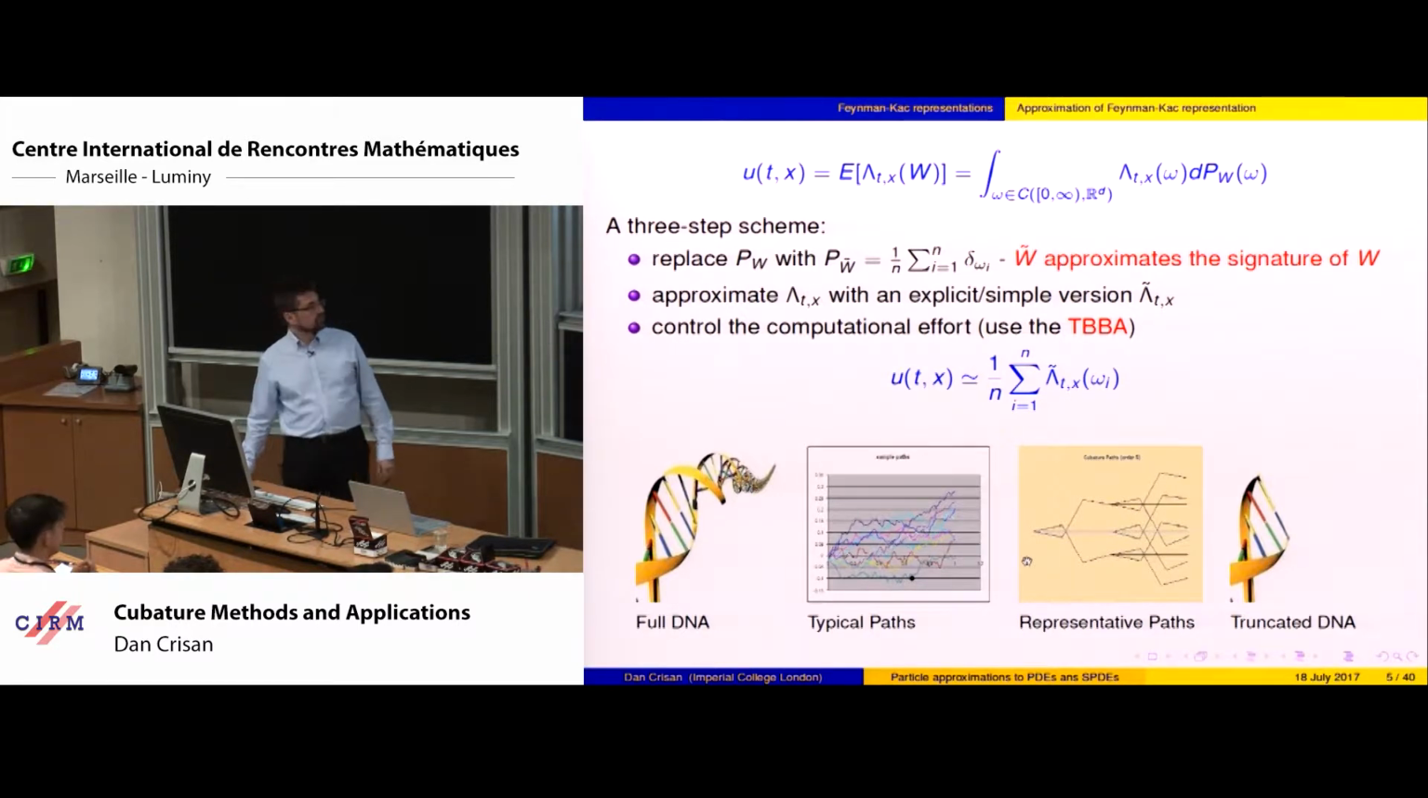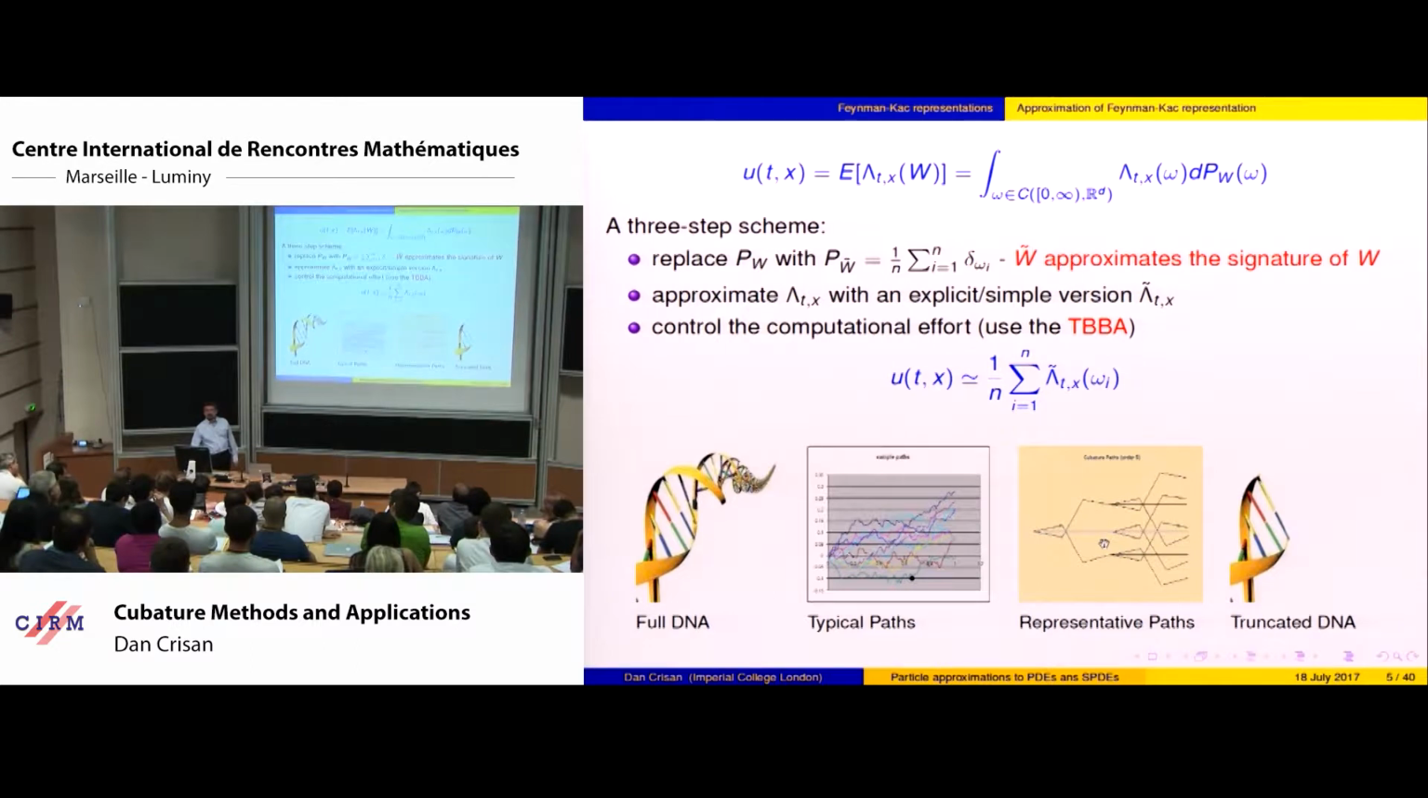A cubature measure uses something which I call representative paths. A representative path is nowhere near a typical path. An example of representative paths are paths that are piecewise linear. So in what way do these piecewise linear paths approximate this typical path? In what way does a measure that resides on paths that look like this approximate the Wiener measure?